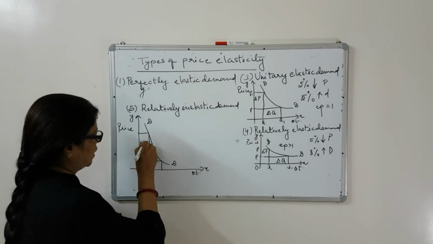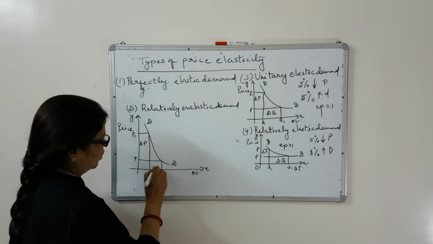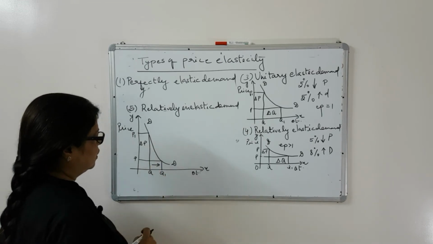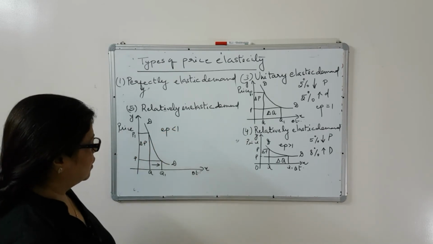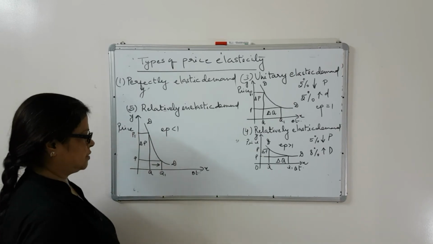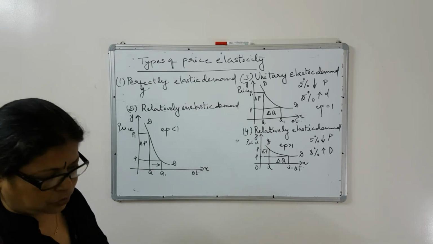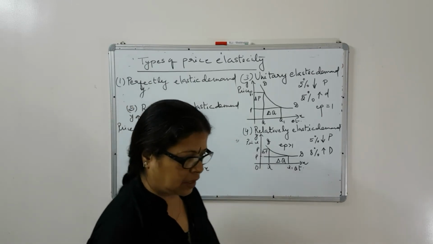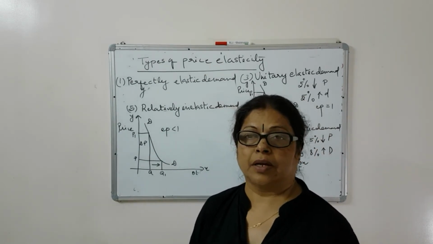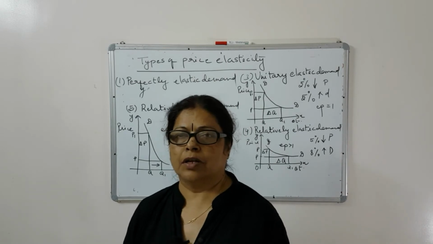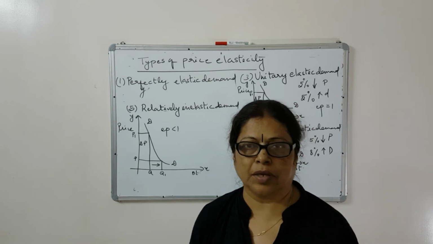This is the change in price, PP1. This is the change in quantity, QQ1. So you can see here EP is less than 1. Whatever change is there in price, less change is there in quantity demanded. You can give an example like medicines. If medicines are becoming cheaper, people will not buy more, because some of the medicines they are consuming on a daily basis.